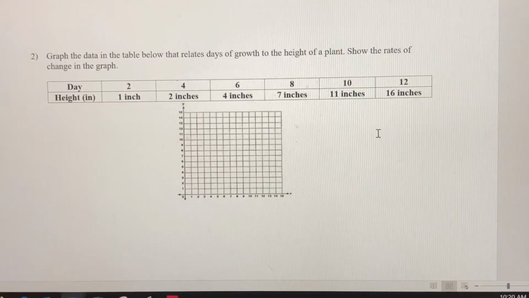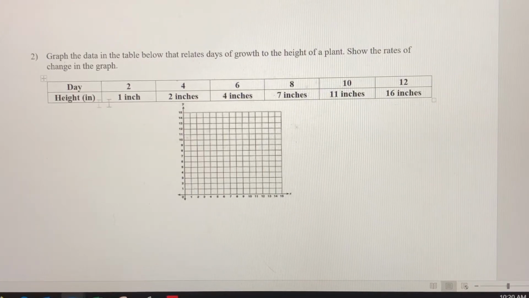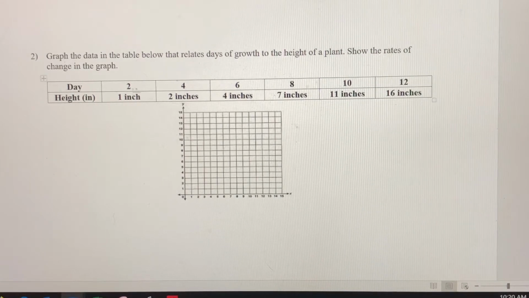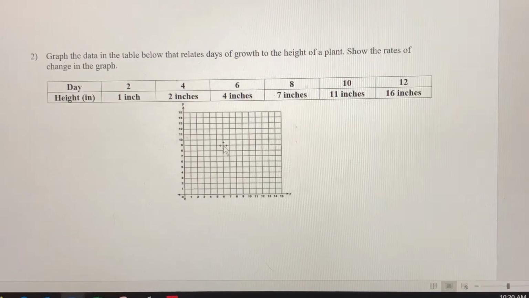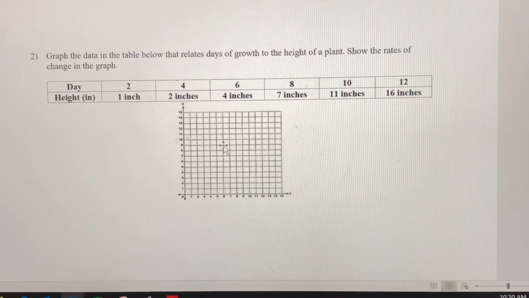So in this video, we're going to graph the data from a table, okay? And I've already got the table set up here for you and the graph. We're in the first quadrant because all the X values, all the independent variable values are positive, and all the Y values or the dependent variable values are positive, okay? So we just need the first quadrant for our graph.